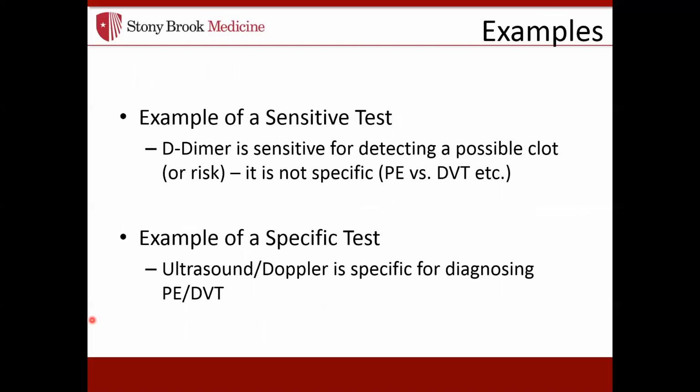Let's look at an example of this. A D-dimer is a sensitive test for detecting a possible clot or risk. It is not specific though. So if you came back with a high D-dimer, it is not specific, but there is a possibility that there is some sort of clot formation going on. And specific tests would be your ultrasound or Doppler. This is specific for diagnosing a PE versus a DVT.